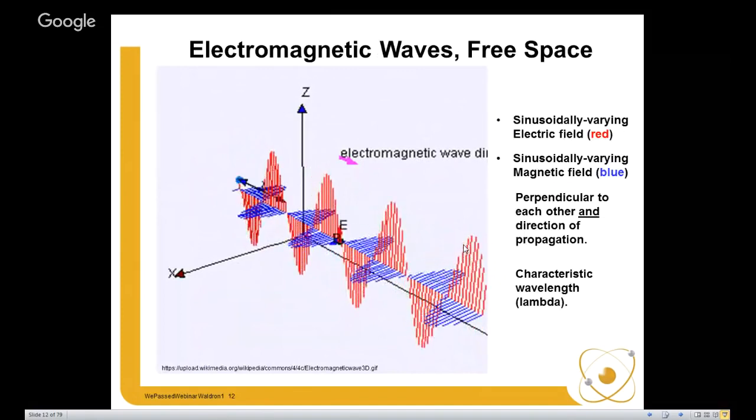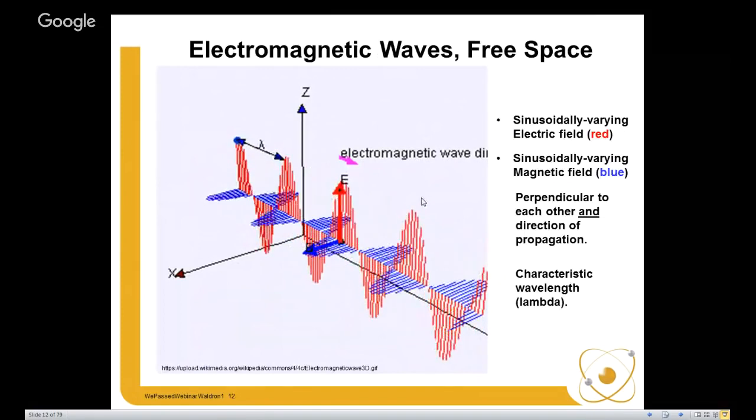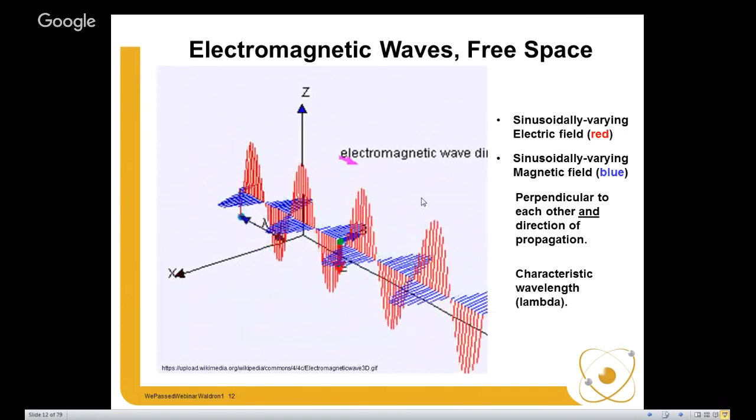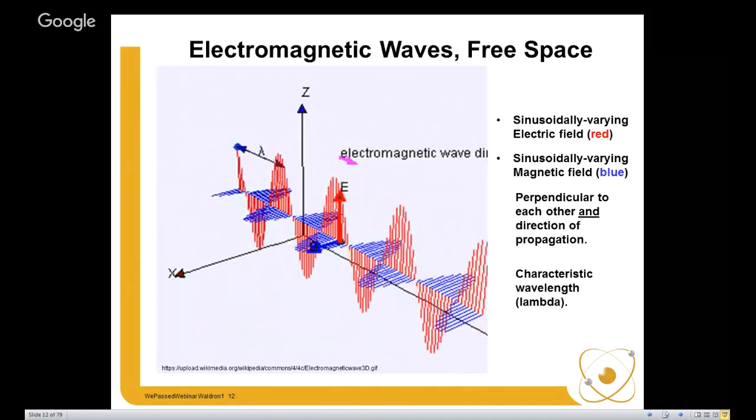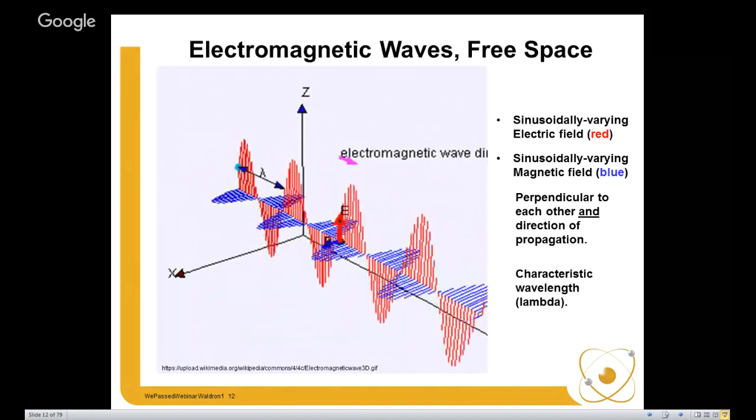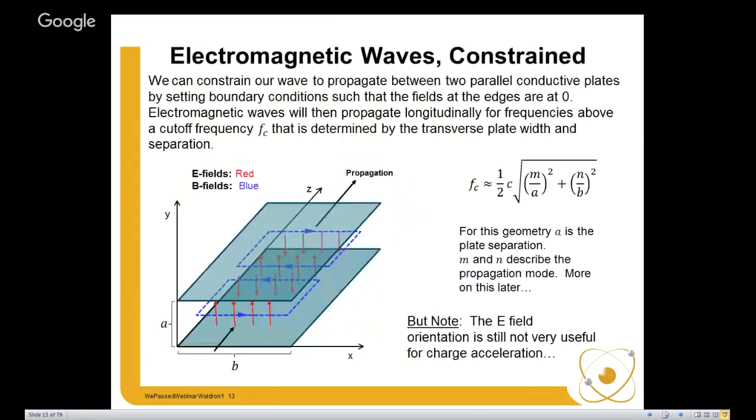By itself, this is of very little use to us in terms of accelerating electrons for medical use. However, I think we should understand it if we're going to use it to do that acceleration. What we can do is constrain our electromagnetic wave to a container. And we can cause it to propagate between two parallel conductive plates, and we can get there by solving that equation of motion such that the field at the edges of the plates are set to 0.